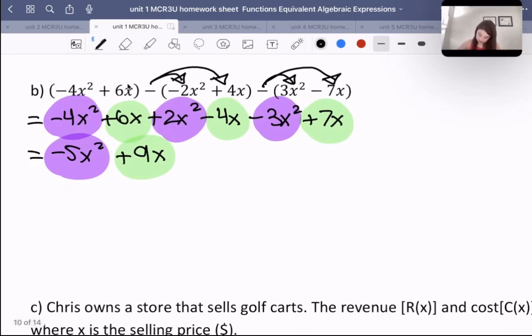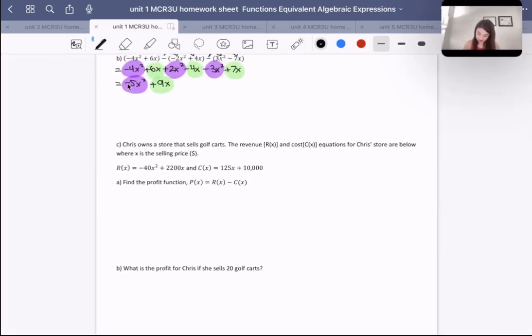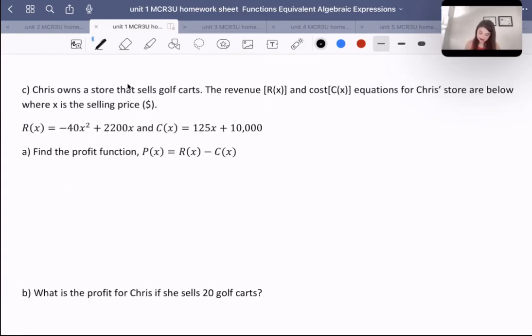Okay, let's move on to part C. Part C are some word problems regarding all of this. This first one says, Chris owns a store that sells golf carts. The revenue, R of x, and cost, C of x, equations for Chris's store are below. Find the profit function. So profit is revenue minus cost, right?